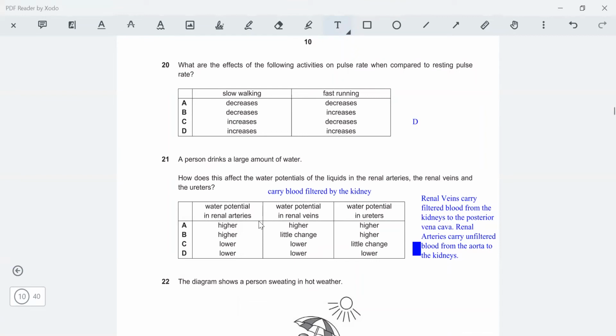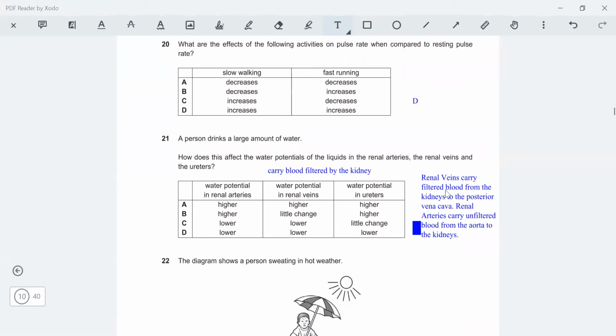Question 21. A person drinks a large amount of water. How does this affect the water potentials of the liquids in the renal arteries, veins, and the ureters? So if you remember, renal veins actually carry filtered blood from the kidneys to the posterior vena cava, and the renal arteries carry unfiltered blood from the aorta to the kidneys.